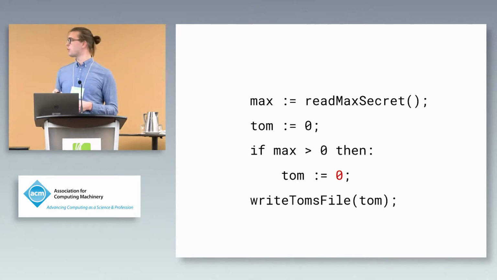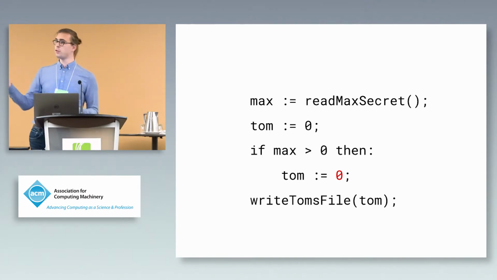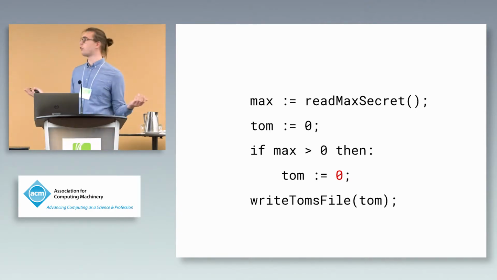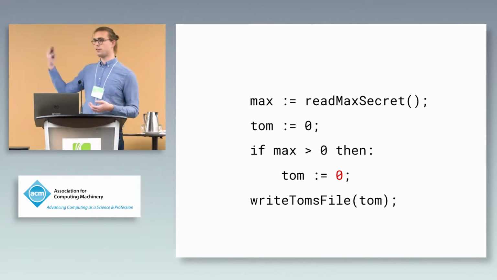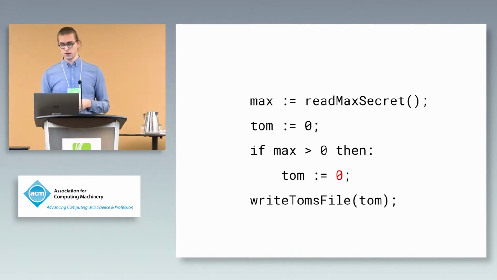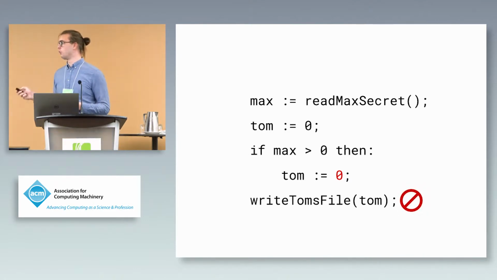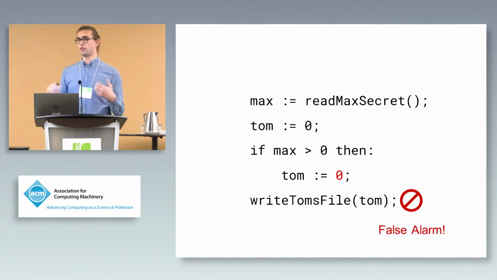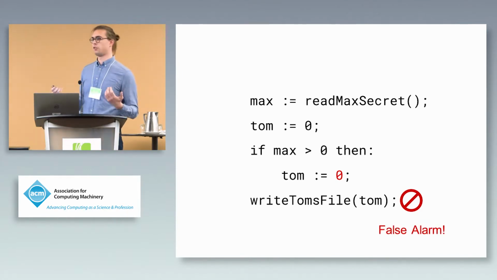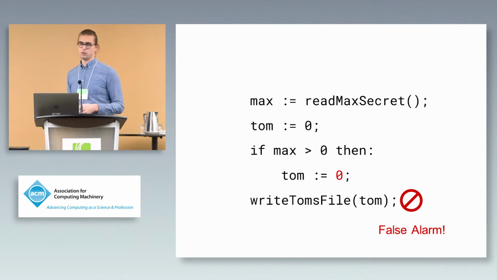However, if I change this program to look like this, now Tom, by inspecting his file, will not be able to tell anything about Max's secret, because regardless of Max's secret, 0 will always be written to Tom's file. However, most systems will reject this program too. Not all, but most. And this is a false alarm. This is not what we want. We want to make information flow control practical.